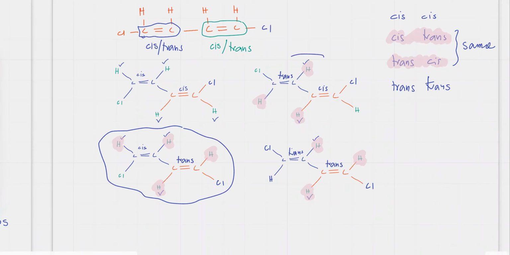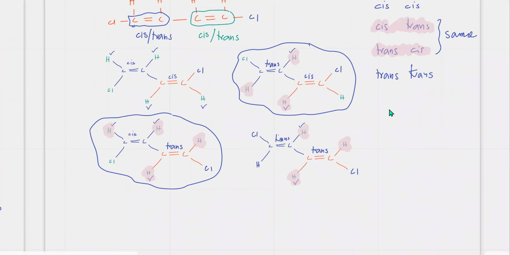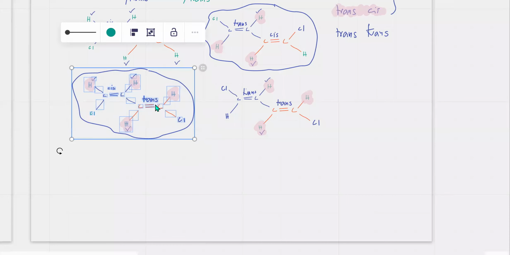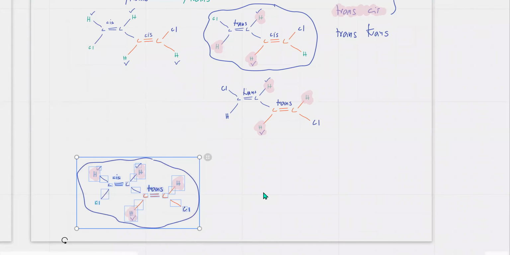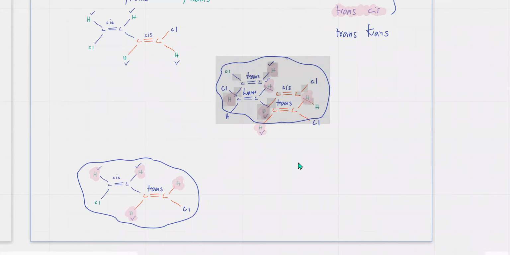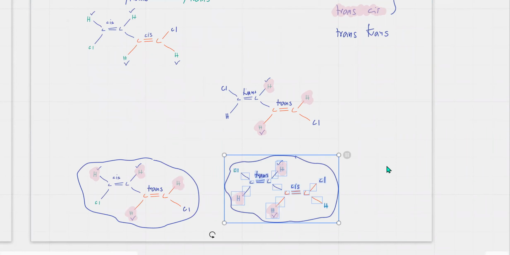And we've drawn the first one as trans and the second one is cis. So both of them are the same. What I can do is show you that they're both exactly the same. Although they look kind of different, like the Cl is pointing downwards, the Cl is pointing upwards. They look different, but if you observe carefully, you'll notice that they are exactly the same, these two.